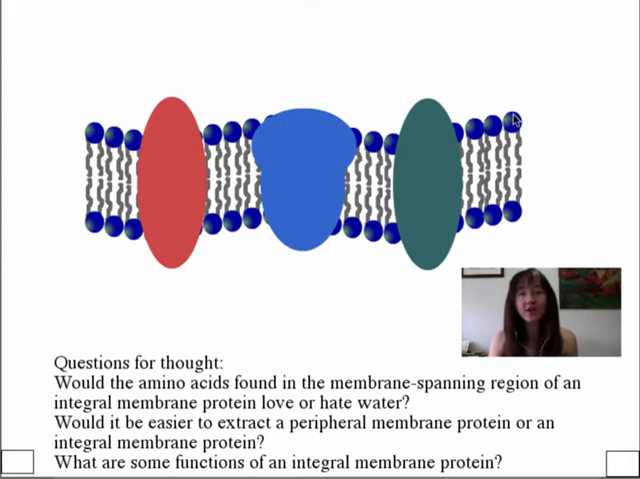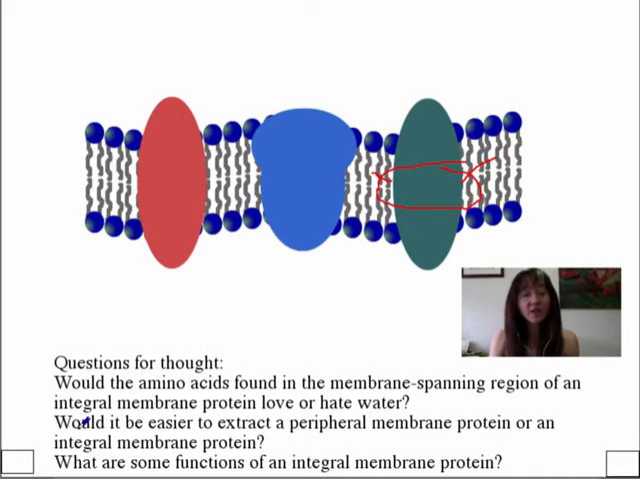I want you to think about the knowledge that the amino acids that make up this transmembrane protein are different in nature depending upon where they're located. So I want you to think about amino acids that are located here in the center of this protein, sticking out from the sides of this protein into the phospholipid tails. And I want to know, are those amino acids likely to be water-loving or water-hating?